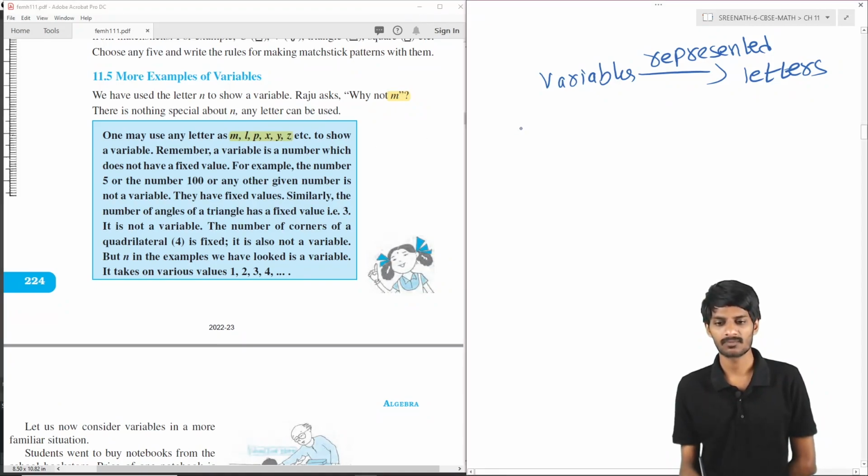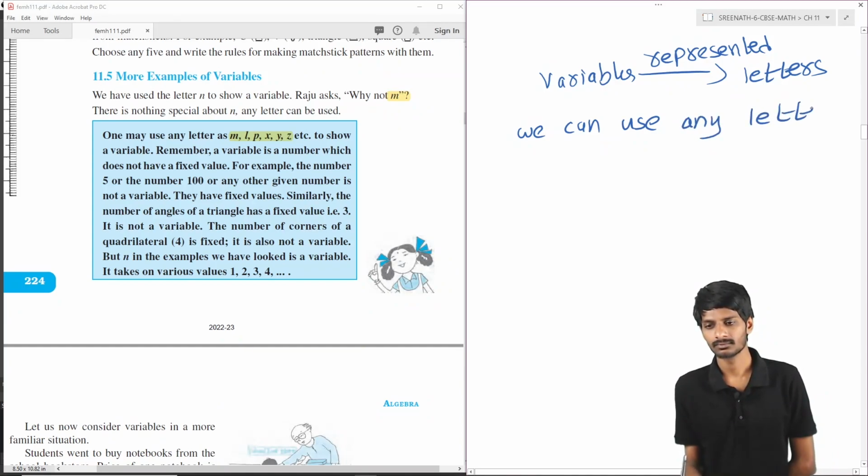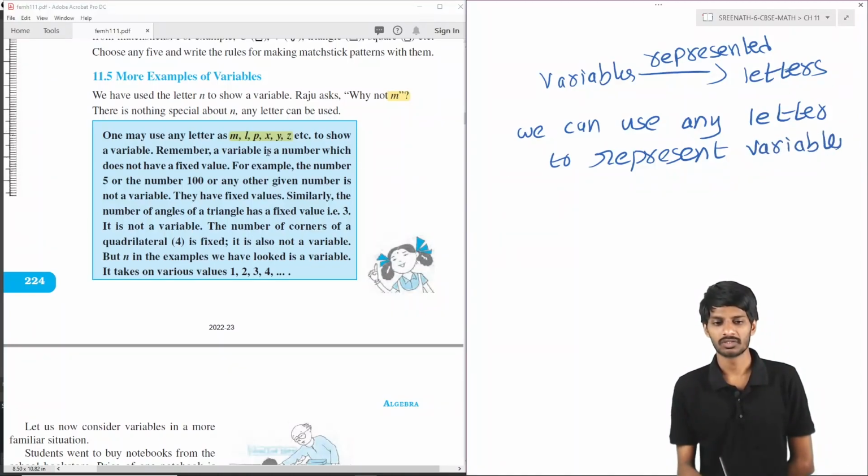We can use any letter to represent variables. So we can use m, we can use l, we can use p, we can use x, we can use y, we can use z. Any variable we can use, students.